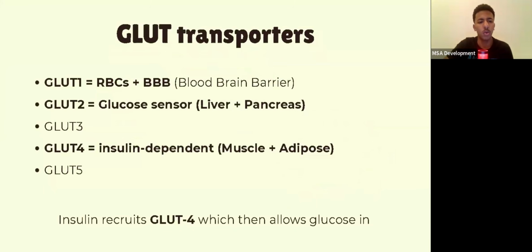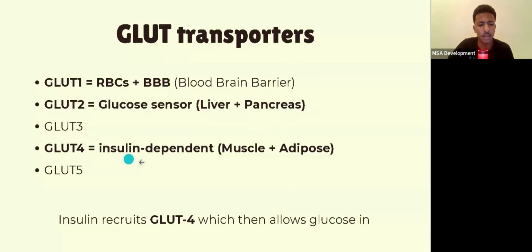Now, transporters, very important, very high yield. Don't worry about GLUT3 and GLUT5 though, because the remaining are very important and very, very high yield. The first one is GLUT1, and it's found in RBCs and in the blood-brain barrier. Okay? The second one is GLUT2, and it's a glucose sensor. It's found in the liver and in the pancreas, in the beta cells. So the beta cells are gonna have this GLUT2. They can sense the glucose level in the blood. When it increases a lot, they can release insulin. Okay? And then GLUT3 skip.